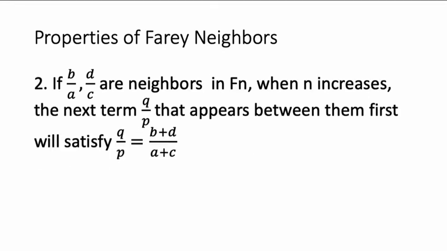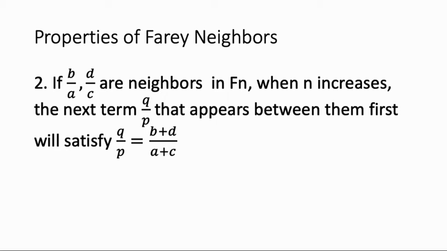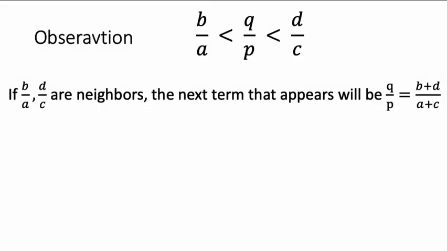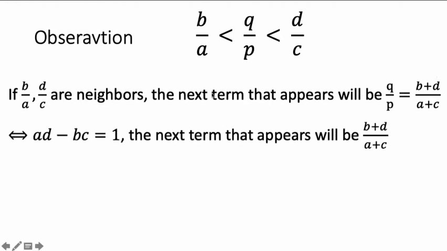The second property of Farey neighbors is that if b over a and d over c are neighbors, then when n increases, the next term that first appears between these two will be b plus d over a plus c. After looking at the two properties, we'll now make some observations. From property 2, we know that if these two are neighbors, then the next term that appears will be q over p, which is equal to b plus d over a plus c. And from property 1, we know that this means that ad minus bc equals 1.